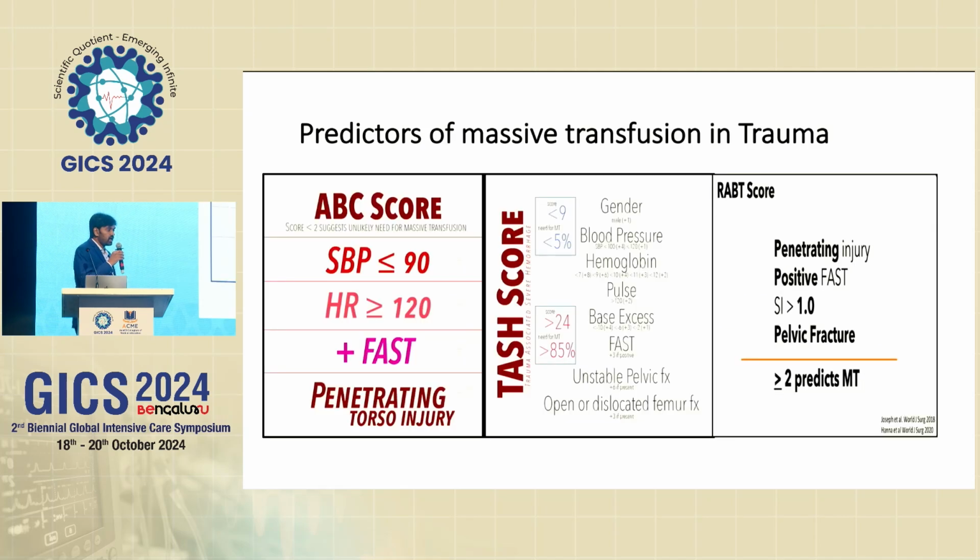And how do we activate the massive transfusion protocol? You can use any of these scoring systems. The most commonly used ones are the ABC score, TASH score, ETS score, as well as the RABT score. The advantage of the ABC score is you don't have to rely on labs. You look at only clinical parameters, and you have 75% sensitivity for massive transfusion if you have a score of more than 2. And the RABT score, instead of looking at heart rate and systolic blood pressure, uses shock index and pelvic trauma, so it carries a better sensitivity for predicting massive transfusion.